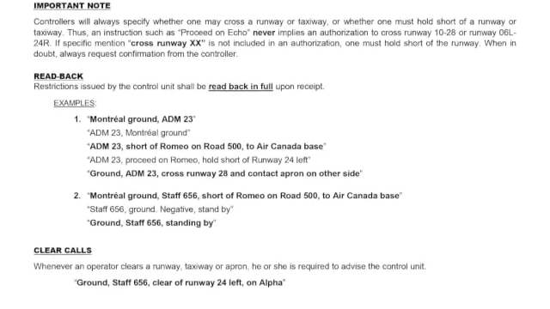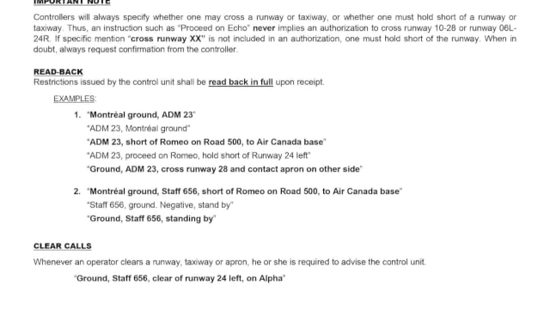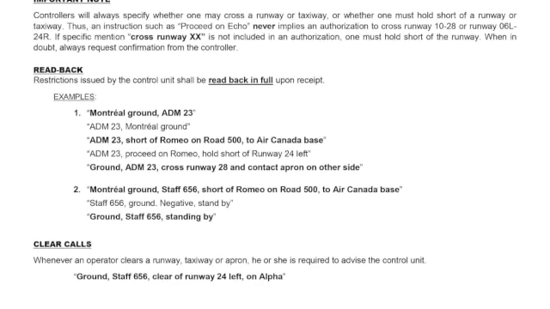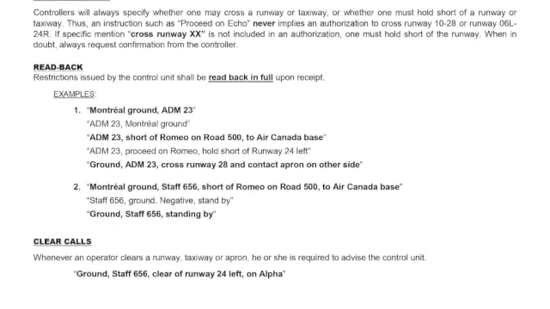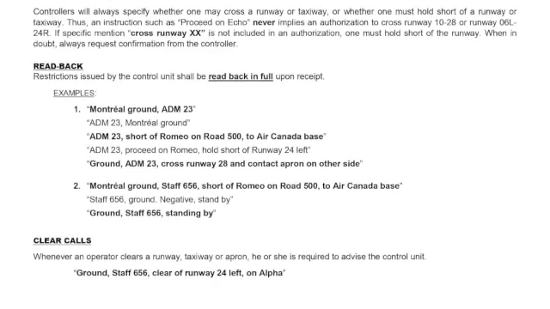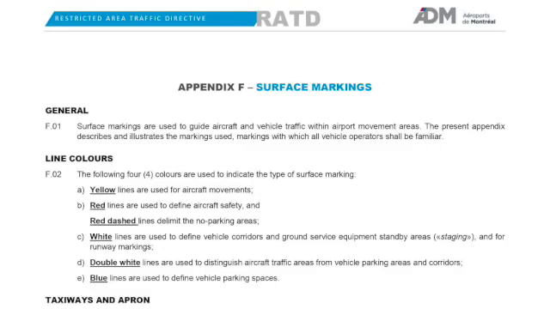Staff 656, ground. Negative, standby. Ground, Staff 656, standing by. Clear calls: whenever an operator clears a runway, taxiway, or apron, he or she is required to advise the control unit. Ground, Staff 656, clear of runway 24 left, on Alpha.